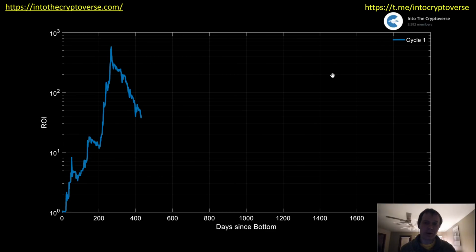Today we're going to talk about Bitcoin, and we're going to be looking at the market cycle ROI from the market cycle bottom. Now, we looked at the cycle ROI from the halving a few days ago, but now we're going to look at it from the bottom. We've shown this chart before, but I want to give some updates to it. And also for the 4-year cycle theorists, there's something in this video for you as well.